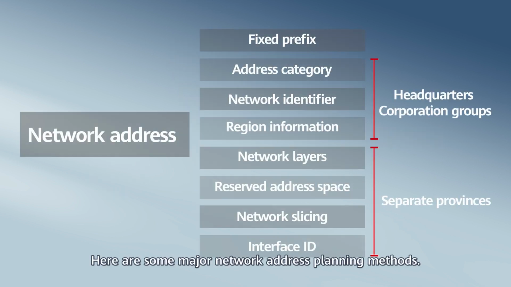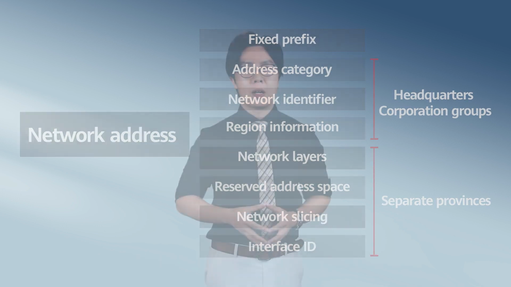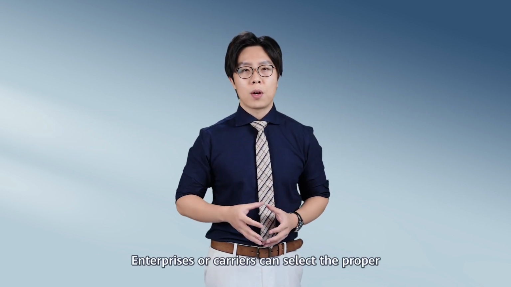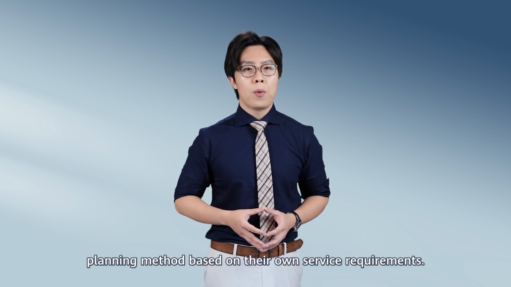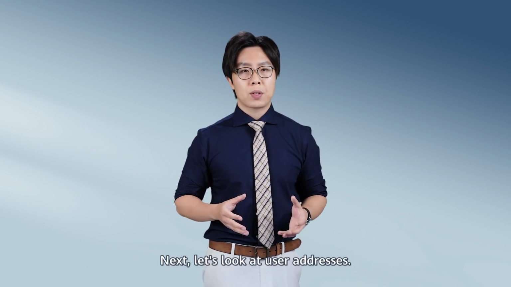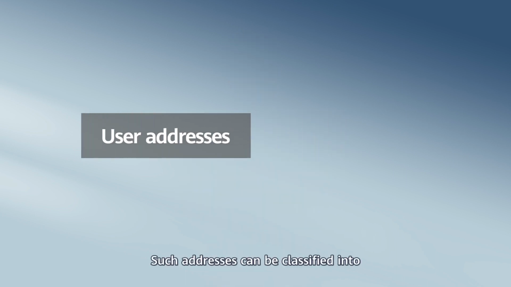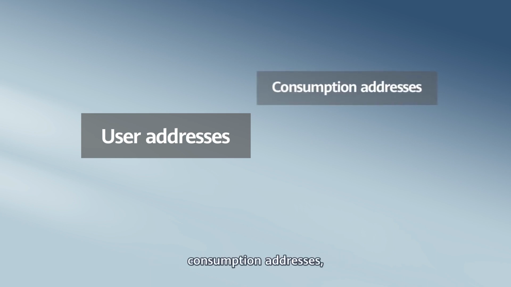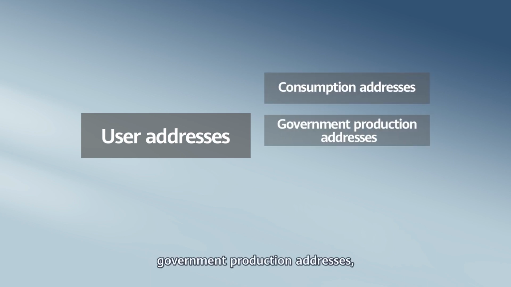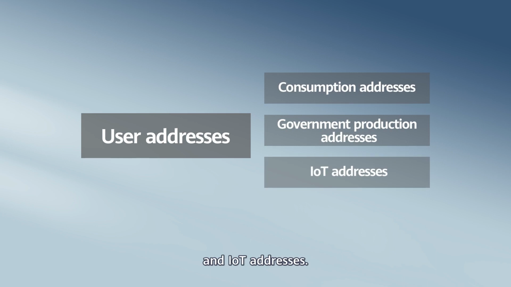Here are some major network address planning methods. Enterprises or carriers can select the proper planning method based on their own service requirements. Next, let's look at the user addresses. Such addresses can be classified into consumption addresses, government production addresses, and IoT addresses. These addresses are used for different purposes, and therefore require varied planning.